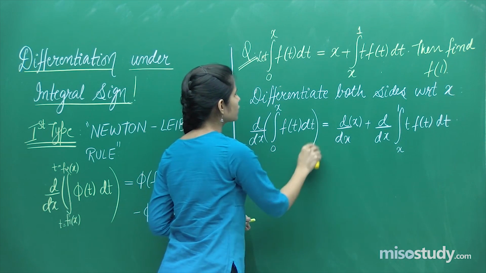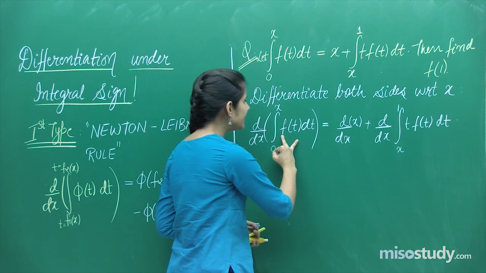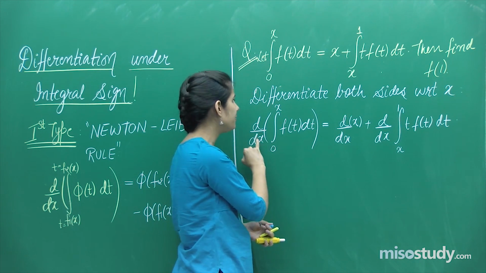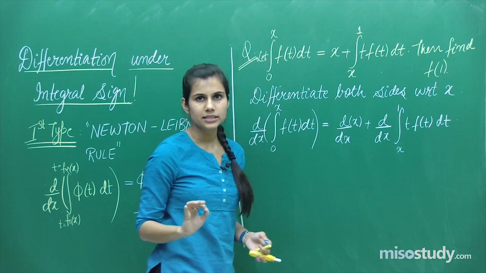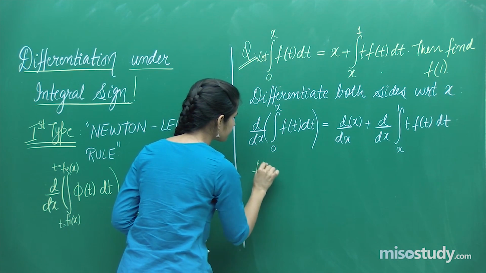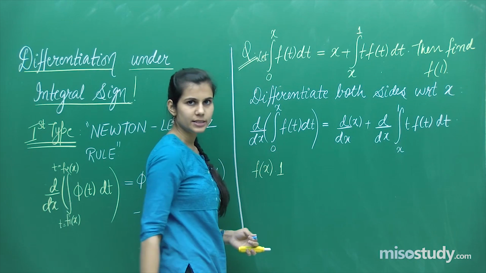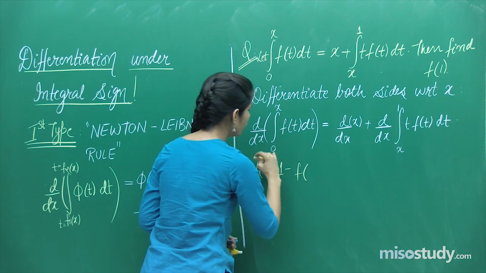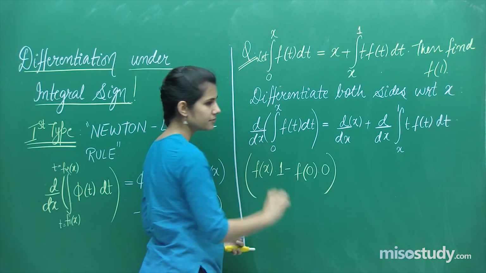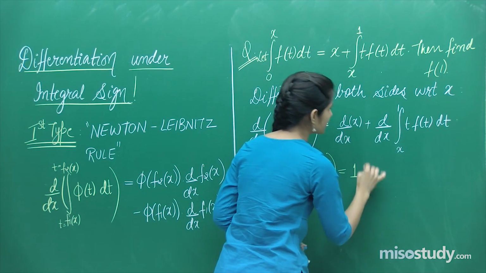What is d by dx of this integral expression? This is of the first type, where the integrand is free from the variable with respect to which differentiation is happening, and that variable is sitting only in the limits. So by Newton-Leibniz rule, I get f of the upper limit into d by dx of the upper limit, which is d by dx of x is 1, minus f of the lower limit into d by dx of 0, which is 0. That's my left hand side.